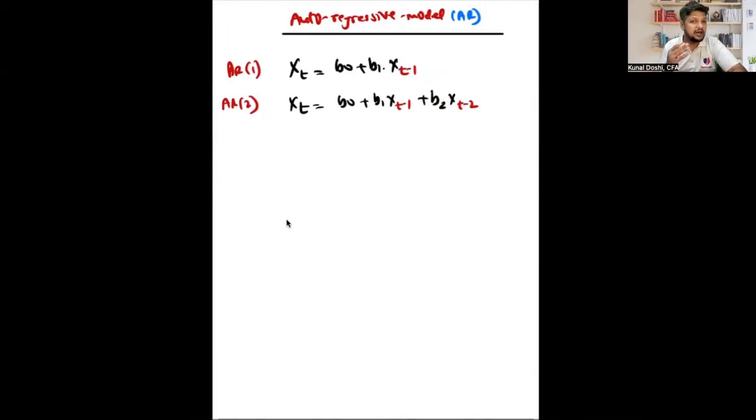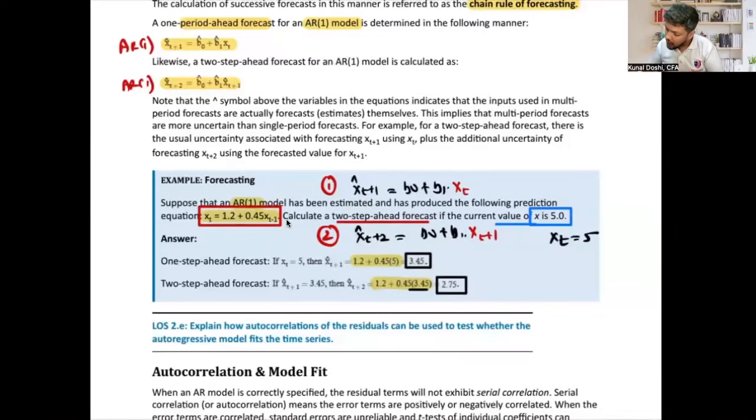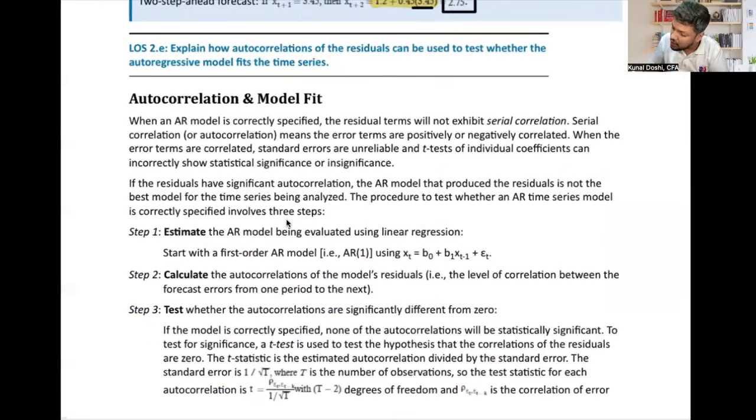Now, this is just how we use the model, but the model needs to fulfill the three covariance stationary criteria. If not, then we cannot use the model. Of course, we are going to test the model also in a moment. So, how to test whether the model is fit or not?